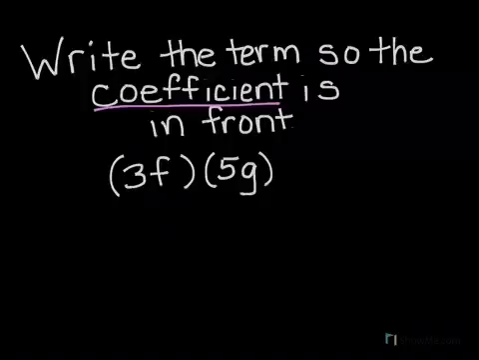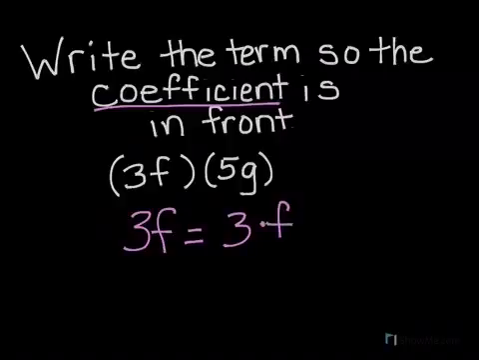Now, let's take a look at this. So this problem is kind of different because I do not have an addition or subtraction or multiplication sign. All I have are parentheses. What this tells me is I have parentheses 3 times f. Remember, when we have a number next to a variable, that really means 3 times f.